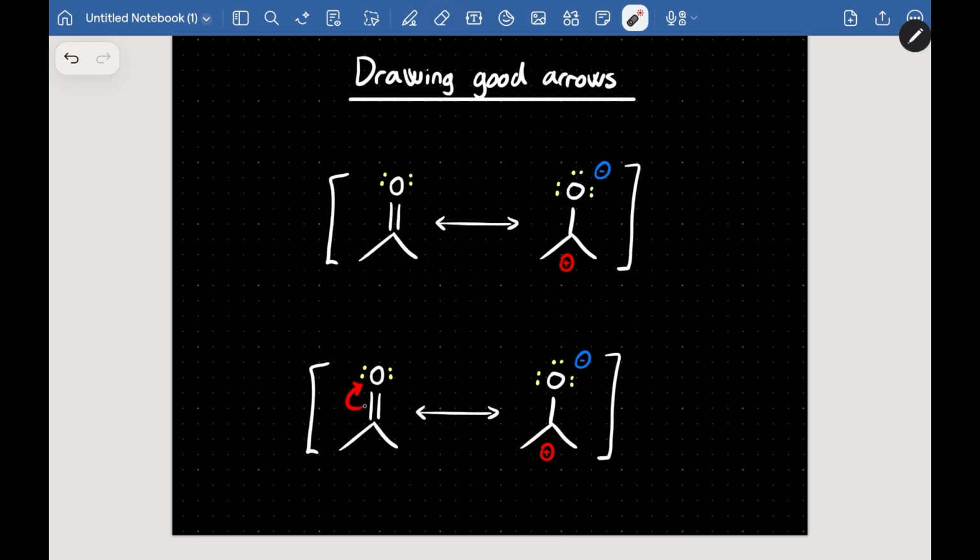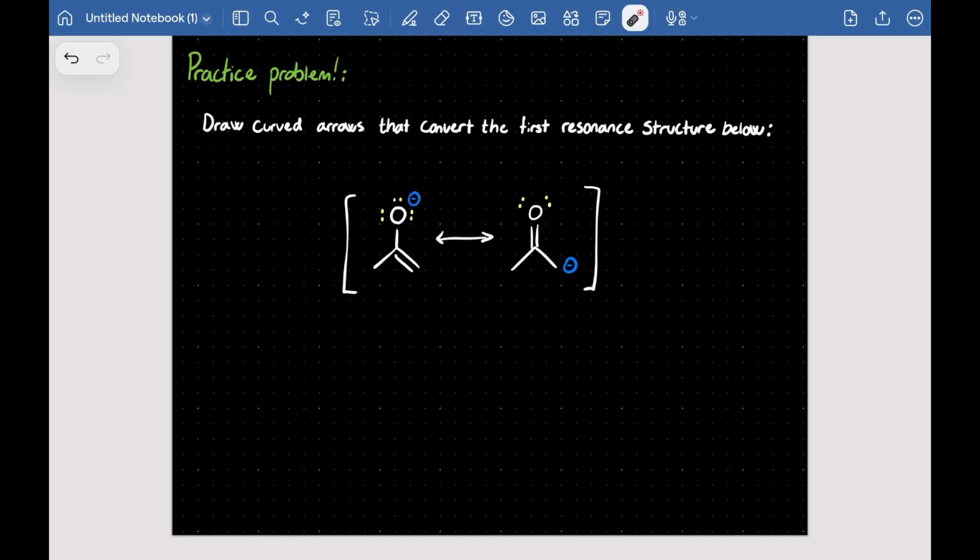So the arrow jumps, so the double bond jumps to the oxygen, which creates a lone pair and 2 formal charges. And the carbon that lost the bond gives a positive charge, so it's missing an electron. And the oxygen that gained the lone pair gets a negative charge. It gains extra electrons.